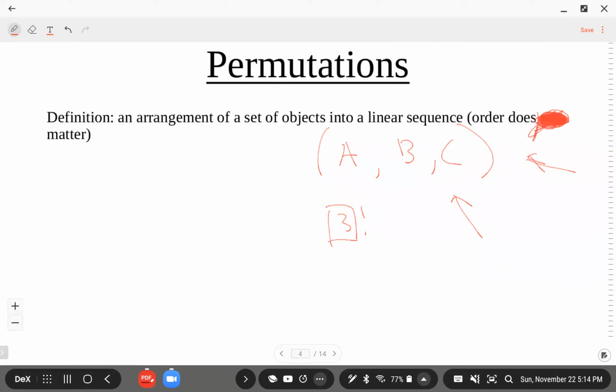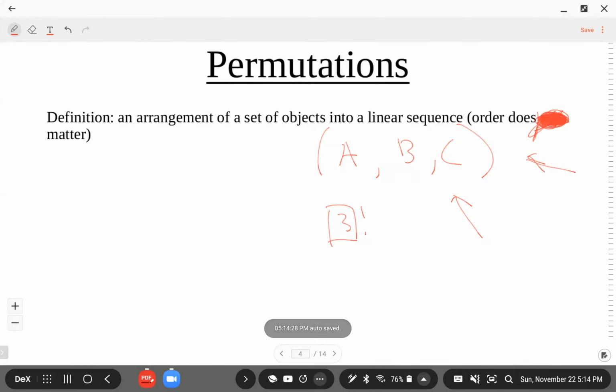The 3 right here, or the n, is how many objects are in this set. We have the set A, B, C. How many objects are in this set? There are 3, so it's 3 factorial. And if you actually list them out, there will in fact be 6.